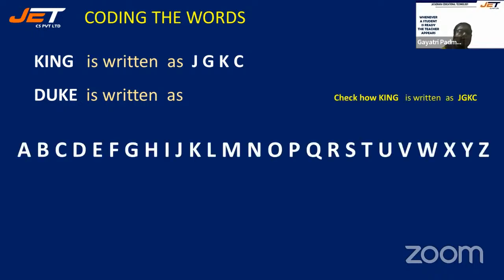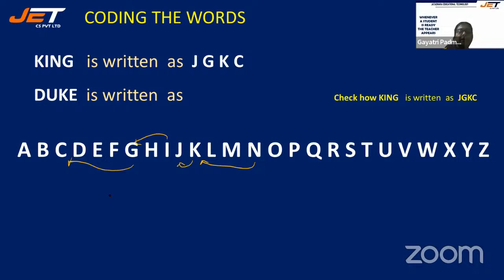So let's see how K is written. K is written as J, backward. I is written as G after leaving one letter, backward. N is written as K after leaving two. G is written as C after leaving three. All right. Now, how do we write DUKE?